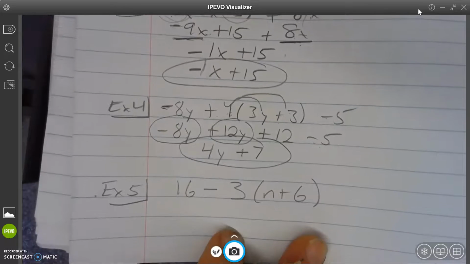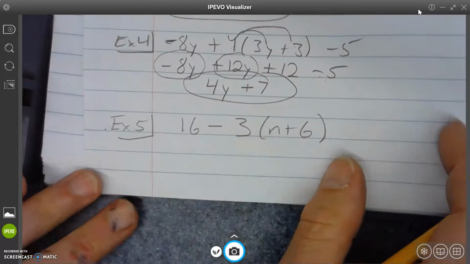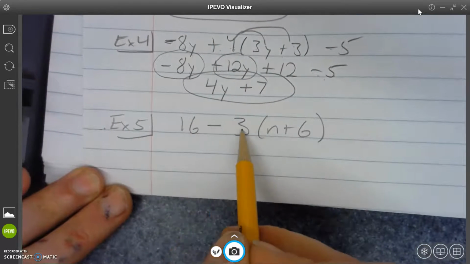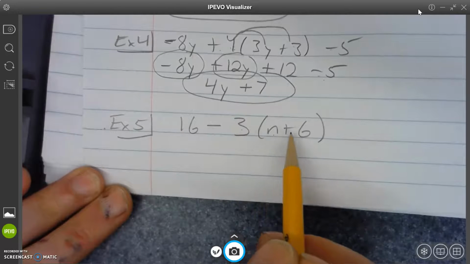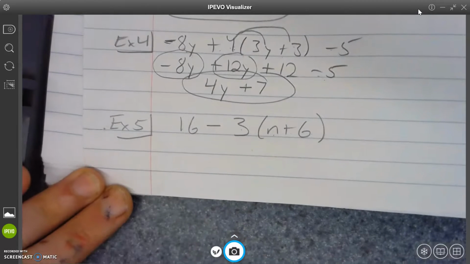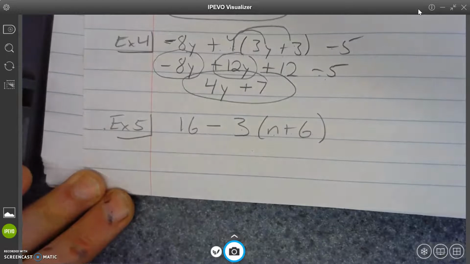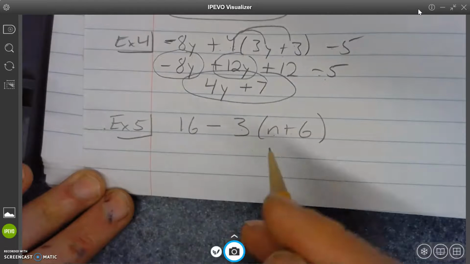Let's keep going. Uh-oh, look at this one. Kind of one from yesterday. See if you can do it. 16 minus 3 times the quantity n plus 6. Simplify that. Ready, set, go. All right, let's see what we got.